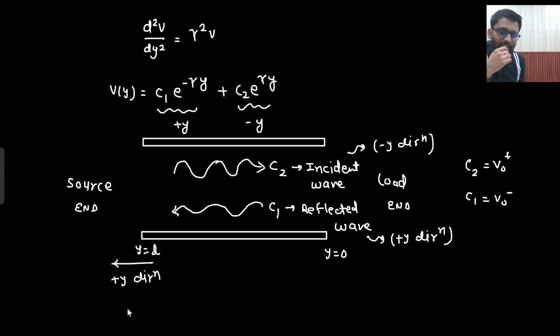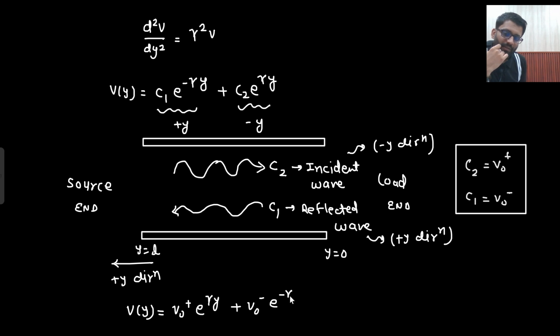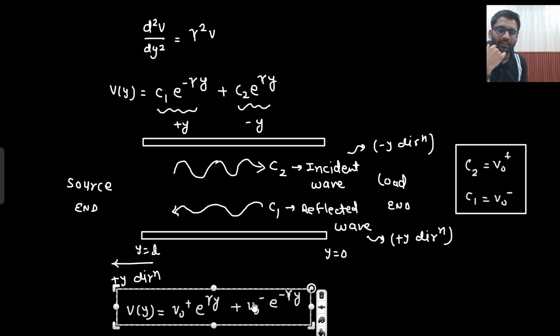So from here, what Vy equation am I getting? The Vy equation you are getting is V naught plus e to the power gamma y, since C2 is your V naught plus. A very important discussion. Plus V naught minus e to the power minus gamma y. So this is the equation you are getting. Now your target would be to find the value of V naught plus and V naught minus.